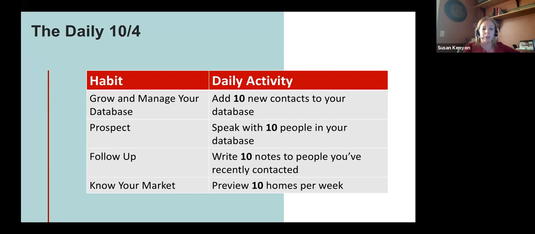So we're going to talk about the habits, way back when we had that slide with all the spirals that then brought us over to transacting. It's the habits: growing and managing your database, prospecting, following up, and knowing your money, knowing your market. The daily 10-4 every day is about making sure that you're hitting those goals.